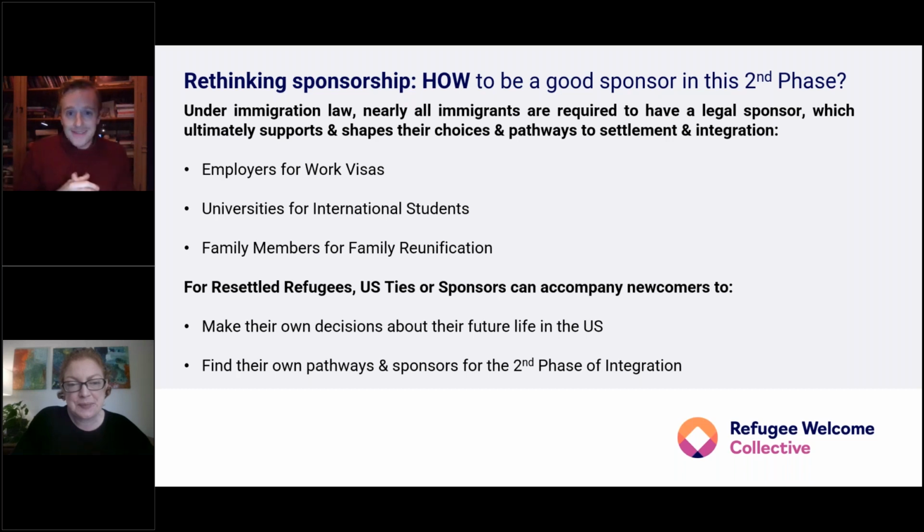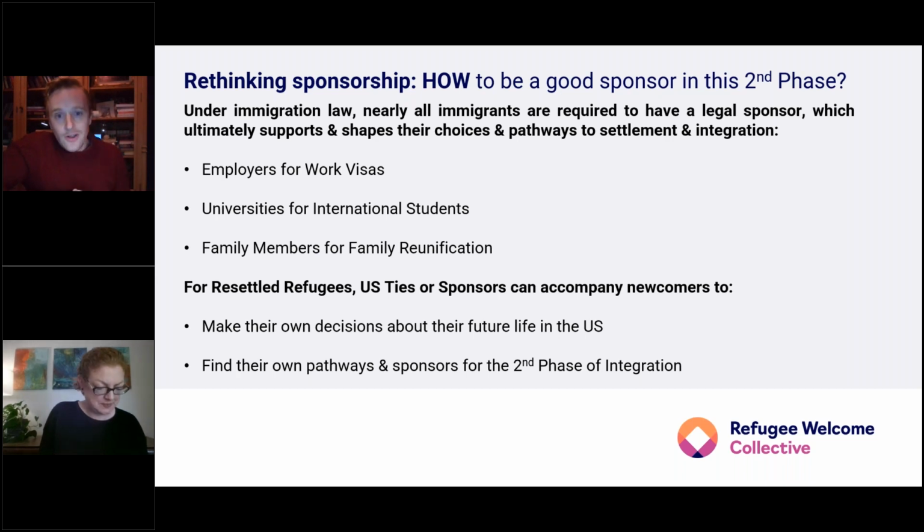And if you're a US citizen or immigrant and you want your spouse or your children to come with you, you have to be their sponsor for family reunification. And all of those roles actually set different types of immigrants up on different pathways to their settlement and integration, right? If you're sponsored by your employer, you're going to get new colleagues. You're going to get a work supervisor, you're going to get a work environment, you're going to get an income, you're going to be able to plan out your career in the United States.